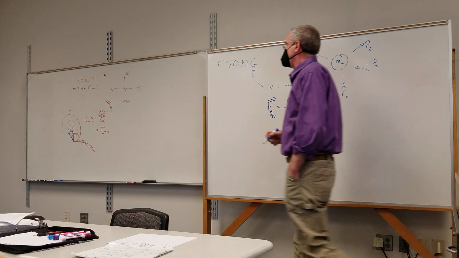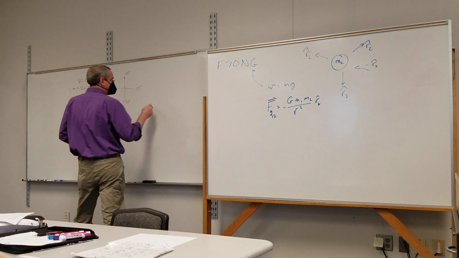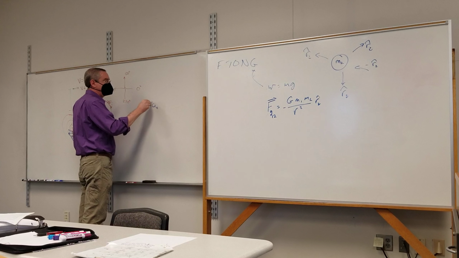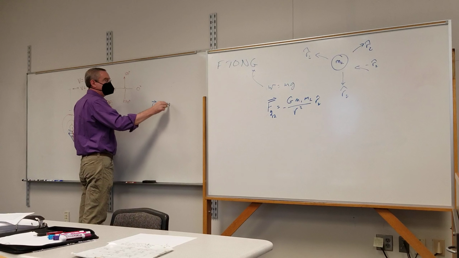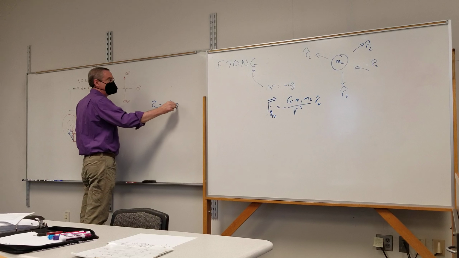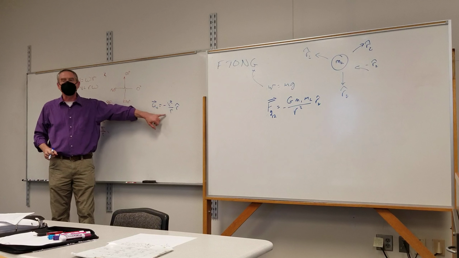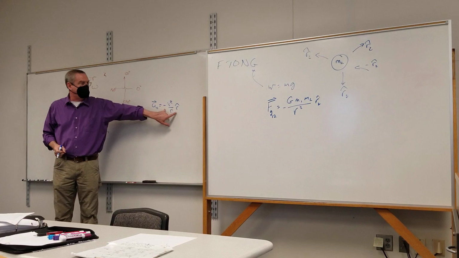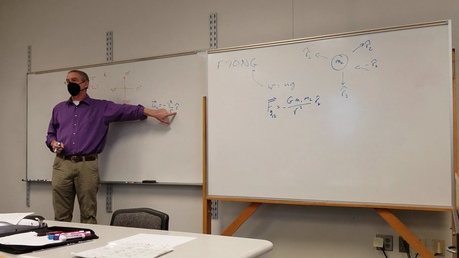So a centripetal force, or let's just do centripetal acceleration, is negative v squared over r r hat. The v squared over r, that's the math part of it. The negative r hat is just saying it's towards the center.